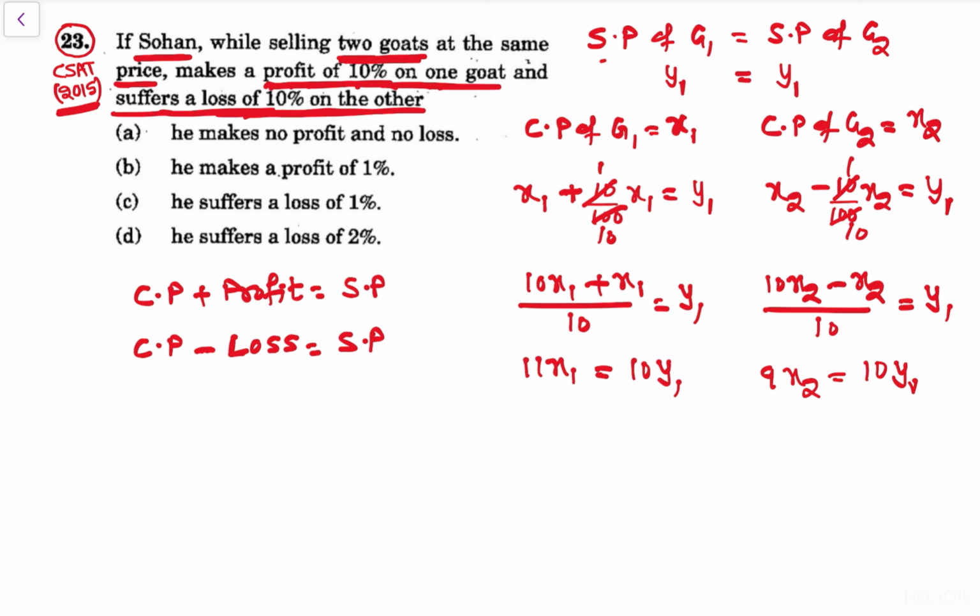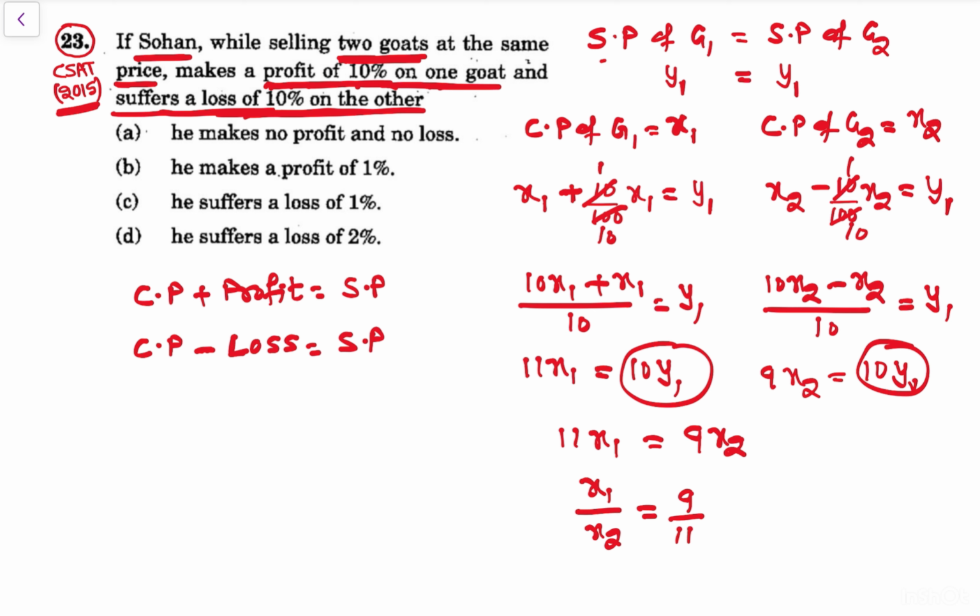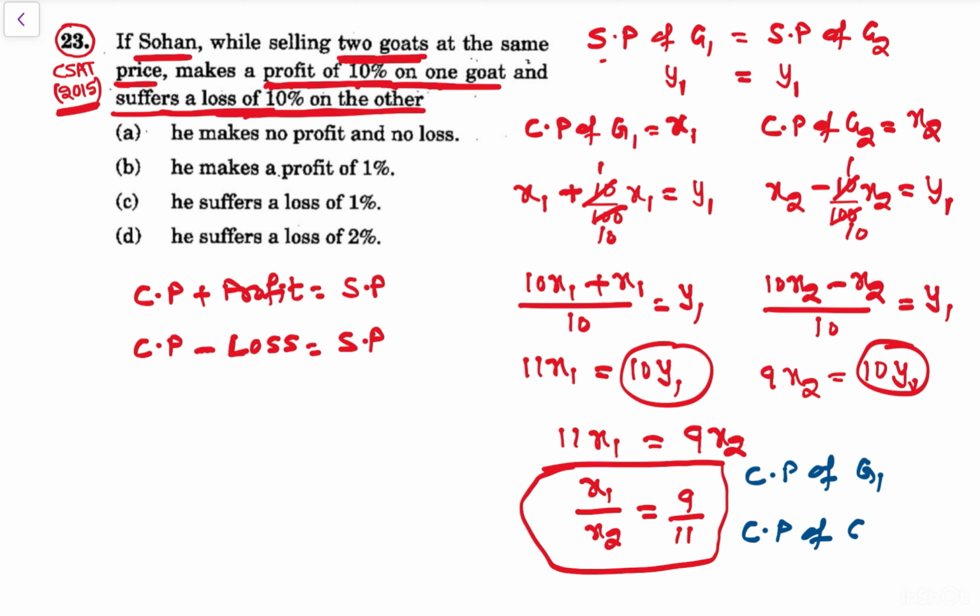So from this, equating both, this is equal to this, right? So we can equate it. So 11x1 is equal to 9x2, right? So x1 by x2 is equal to 9 by 11. See, now x1 is what? CP of goat 1, right? x2 is what? CP of goat 2. CP of goat 1, CP of goat 2, right? So this is x1 by x2.